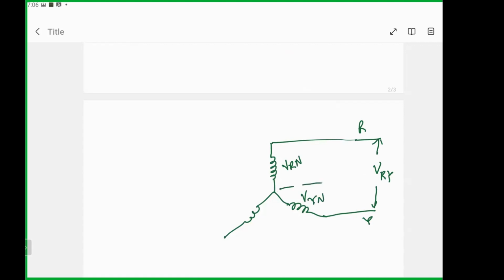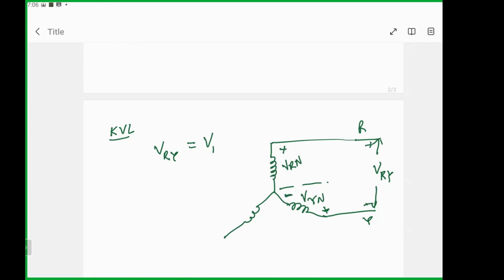So in between this one. Now, if you write down the KVL, then VRY should be equal to VRN. So I can consider this is the positive terminal, and this one is the negative terminal. So I will have this one negative, and this one will be the positive, and this one is the negative.